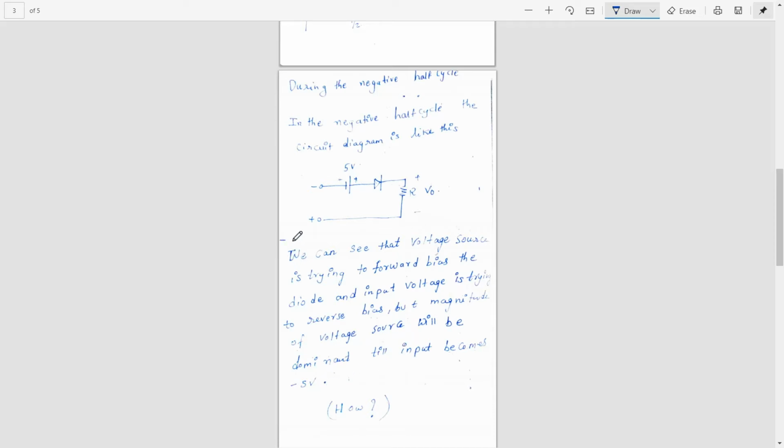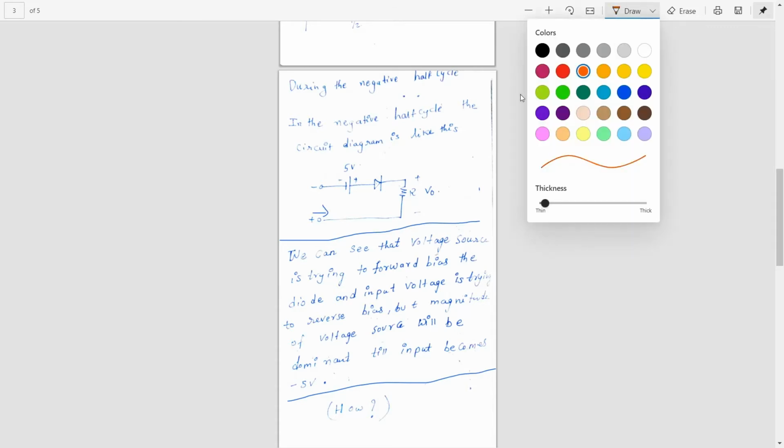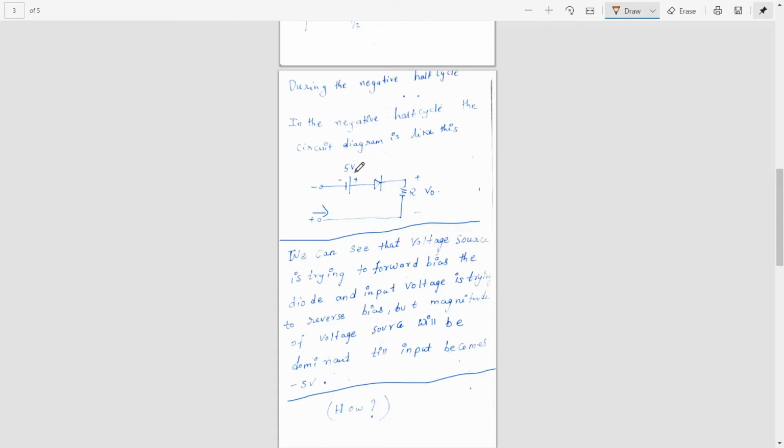Now what is this section telling us? We can see that the current established because of the input will be in this direction. Let me change the color. And the current established because of this source will be in this direction. So one current will be coming like this, and because of this voltage source the current will be in this direction. The current due to this voltage source is matching the arrow of the diode.